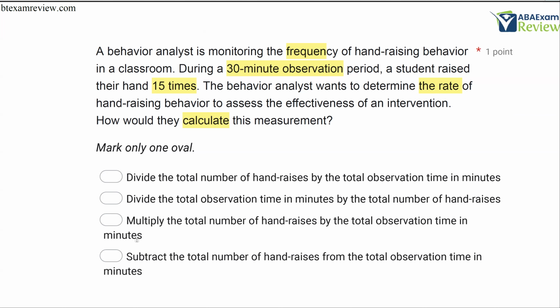A looks pretty good. What about B? Divide the total observation time by total number of hand raises. B would be dividing time by frequency, and rate equals frequency over time. And then C is multiply the total number of hand raises by the total observation time in minutes. We know rate is not found through multiplication. Same as D, subtraction, subtract the total number of hand raises from total observation time in minutes. It's not found through subtraction. How we're going to find that rate is divide frequency, total number of hand raises, by total observation time in minutes.